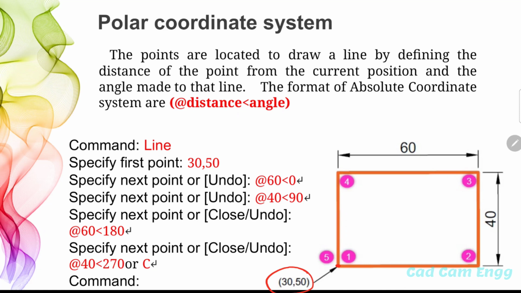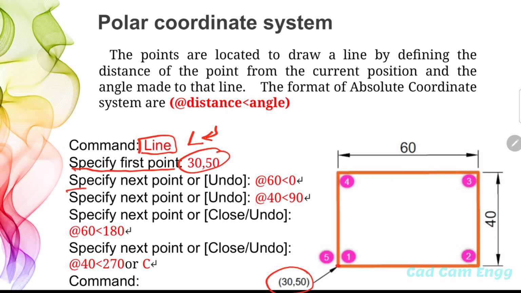Next we open AutoCAD and type the line command, or you type just L and enter. AutoCAD asks to specify the first point. The first point we know is 30, 50, so we directly enter 30, 50. For the first point, don't forget, we always use the absolute coordinate system. So without any symbol, you directly enter the x, y values.